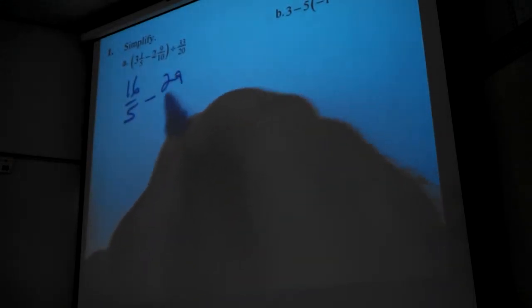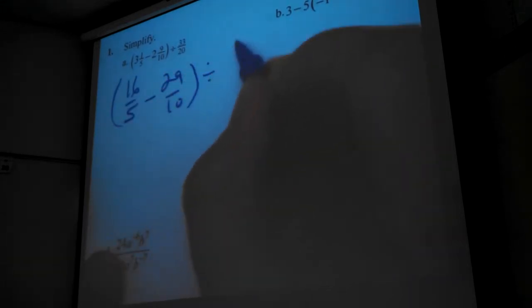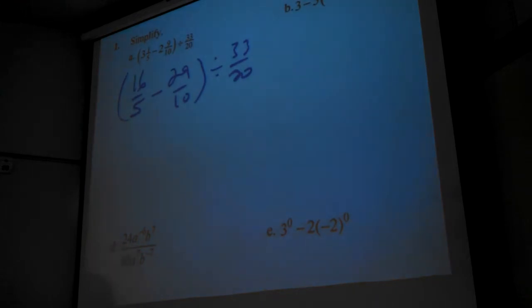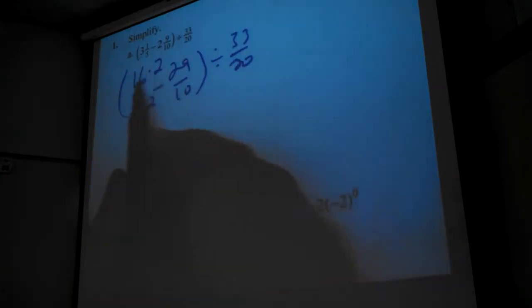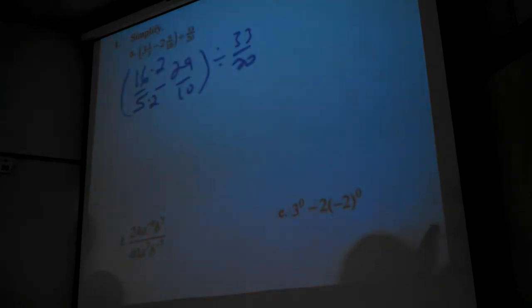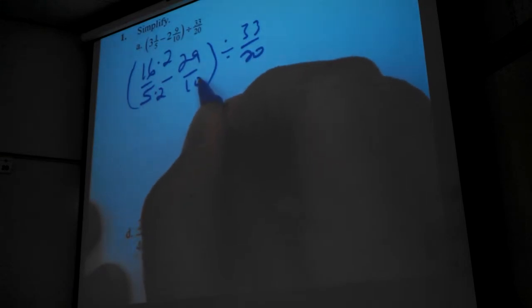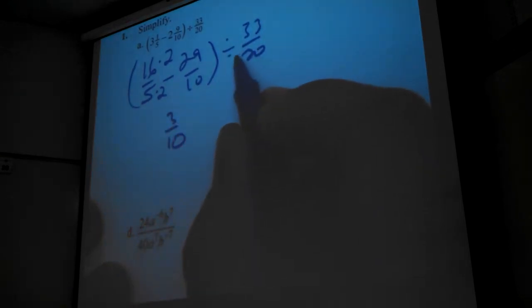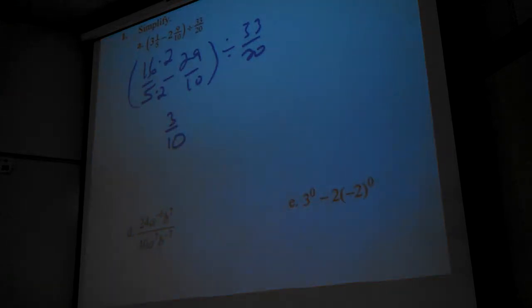So then this guy becomes 29 tenths. I still got this other stuff here. Now I need a common denominator, times 2 times 2. So I get 32 just to kind of conserve space. This is 32 tenths minus 29 tenths, which is 3 tenths. And when I divide, is everybody cool with that first part?